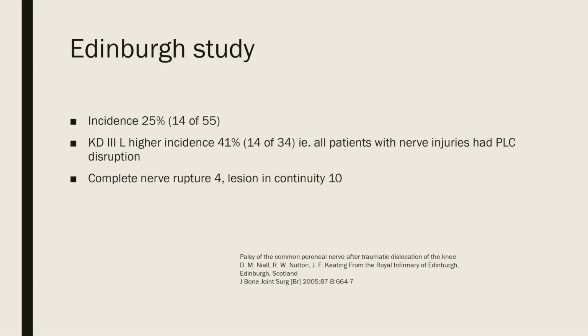Edinburgh study looking at 55 cases of knee dislocation. They had 14 common peroneal nerve injuries, 25%, and the lateral injury, it would make sense, has the much higher incidence. In fact, all of the patients that had injury to the common peroneal nerve had the KD3L, i.e. bicruciate plus the lateral side. 4 of them had complete nerve ruptures, and 10 had lesions in continuity.